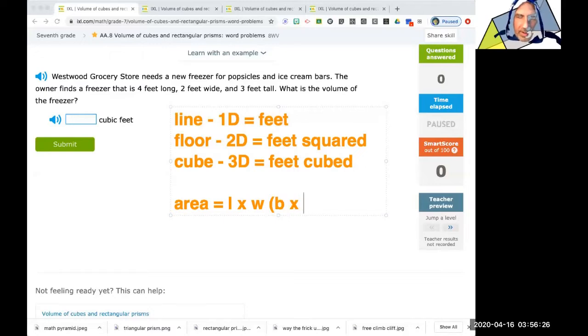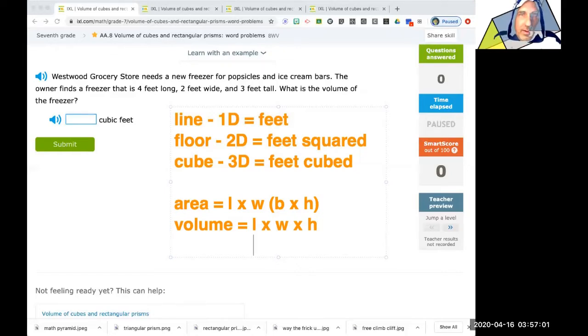Or base times height, okay? And when we do volume, a lot of people have always taught that as length times width times height. Okay, that will work for rectangular prisms and cubes, but when you get to triangular prisms and other shapes, you could have, we haven't done them really, but hexagonal prisms, pentagonal prisms, octagonal prisms. I can't remember if I said that one already.